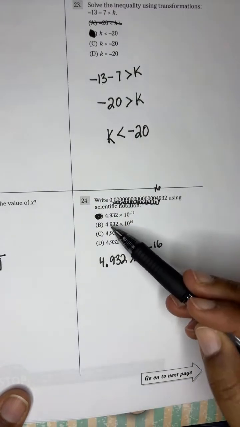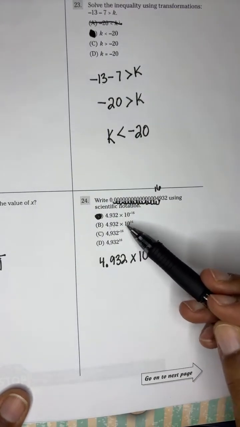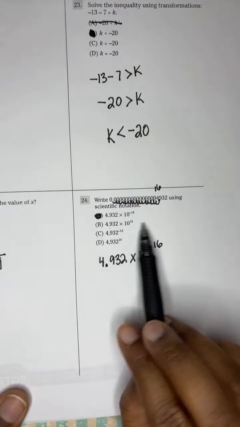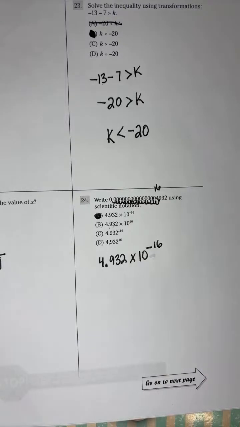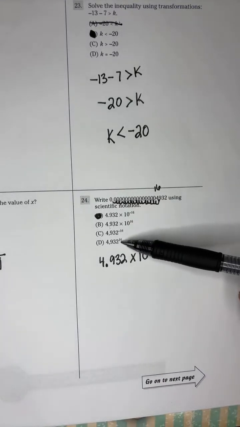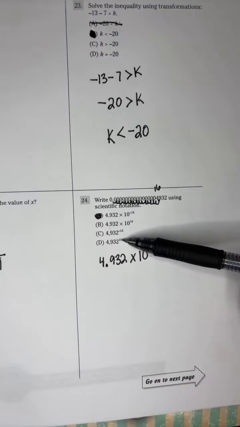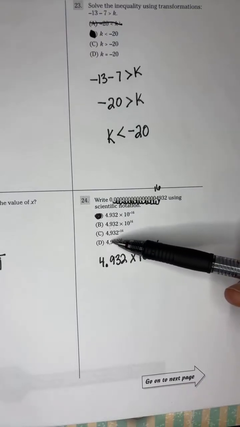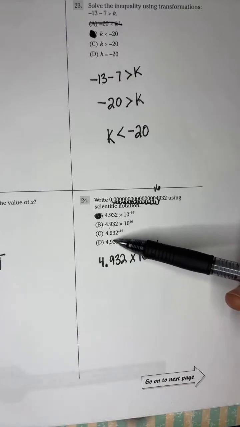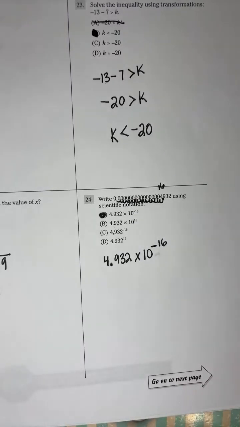This one is saying I'm moving it 16 places to the right. When you have a positive, you move it to the right 16 spaces. And this is utter nonsense. And this is really crazy. Because this is saying I have to multiply 4932 16 times.